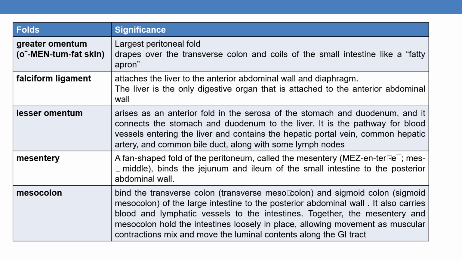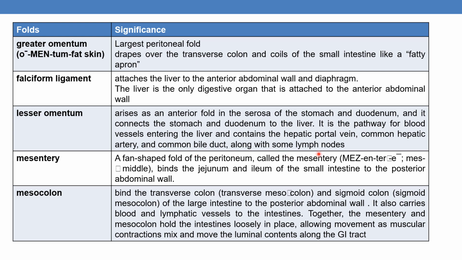The next is lesser omentum. It arises as an anterior fold in the serosa of the stomach and duodenum, and it connects the stomach and duodenum to the liver. It is the pathway for blood vessels entering the liver and contains hepatic portal vein, common hepatic artery, common bile duct, along with some lymph nodes.